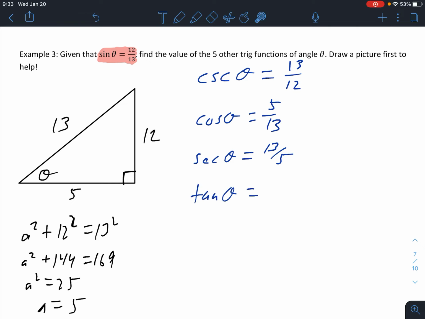The tangent of theta is opposite over hypotenuse, so 12 over 5. Sorry, opposite over adjacent, so 12 over 5. And the reciprocal of tangent is cotangent, so 5 over 12. And there we have the other 5 functions besides the one that was given to us.